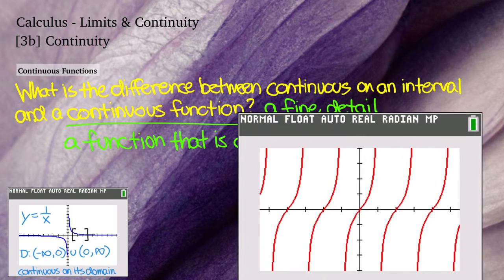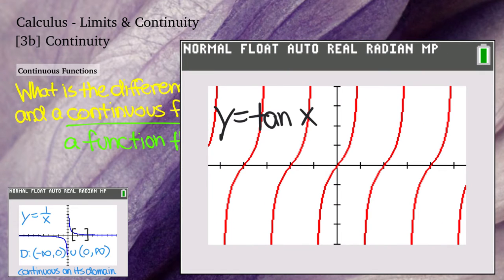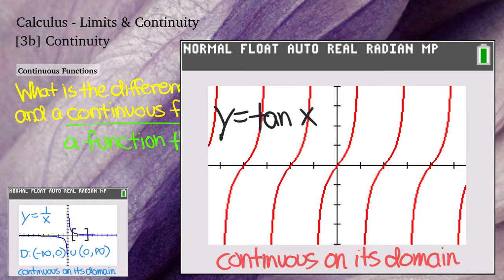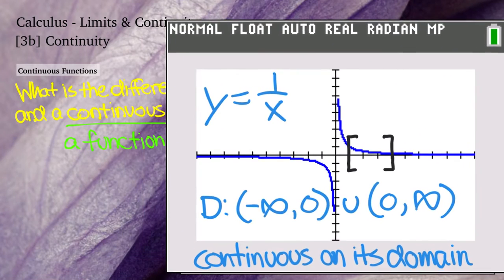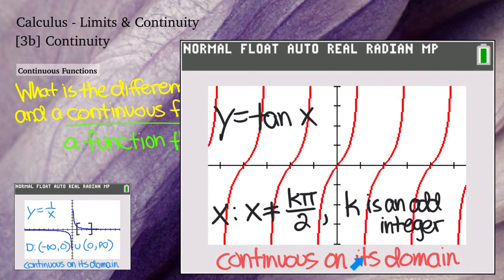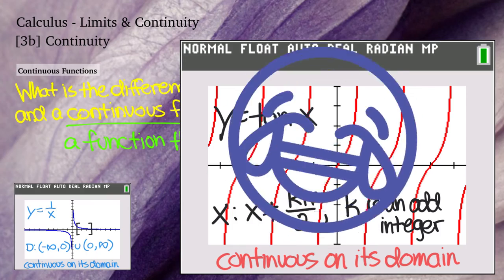Another function to consider is the tangent function. Tangent x is continuous on its domain, which is all real numbers except for odd multiples of pi over 2. So pi over 2, negative pi over 2, not in its domain. 3 pi over 2, negative 3 pi over 2, not in its domain. Like 1 over x, tangent x has an infinite discontinuity. In fact, it has an infinite amount of infinite discontinuities. Tangent x, you're so meta.